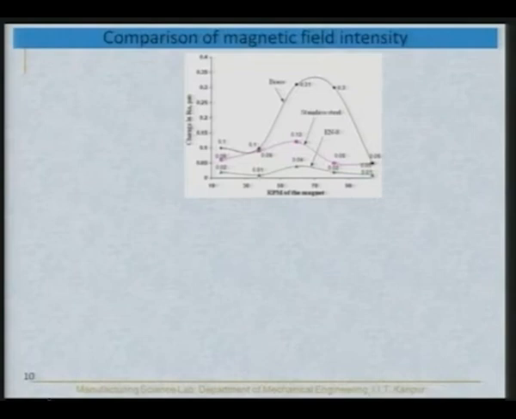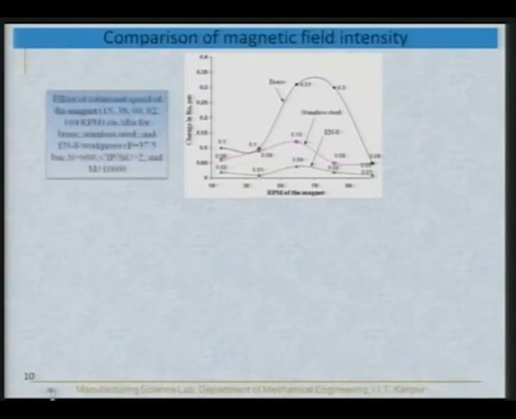Now, we conducted a comparison of magnetic field intensity. We conducted experiments to find out the effect of rotational speed of the magnet at different RPM. As you can see, this is the RPM of the magnet and this is the change in Ra, and in most of the cases there is some optimum RPM at which you get the maximum change in Ra, somewhere in the range of 50 to 70 RPM. Here the workpiece is stainless steel, then there is EN8, and then there is brass.